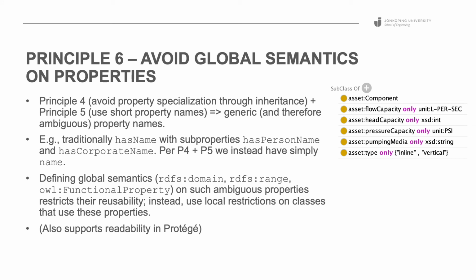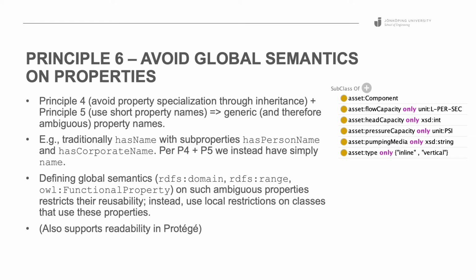Principle number 6, avoid global semantics on properties. This gets a bit tricky, but basically if we're not going to specialize properties through inheritance and we're going to have short property names, we're going to end up with a situation where properties are kind of generic, kind of ambiguous. The example given here is, of course, has name, where you might have the subproperties has person name and has corporate name that are connected to corporate individuals or personal individuals in a traditional modeling.